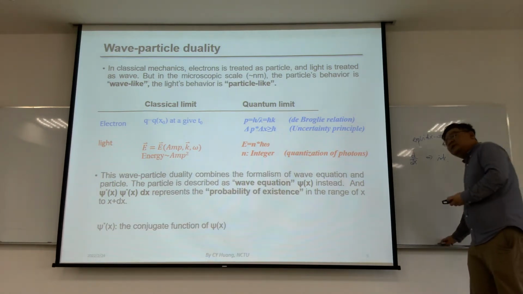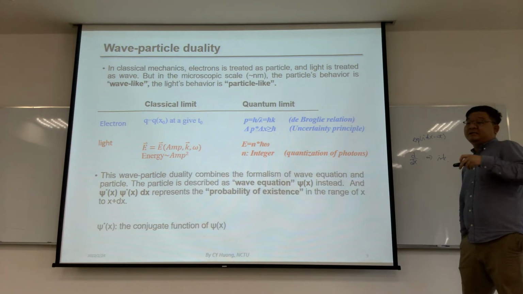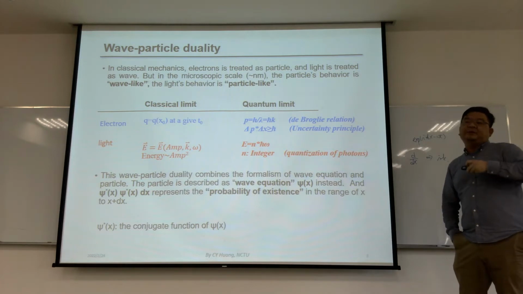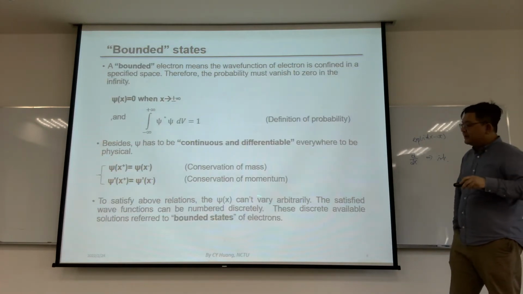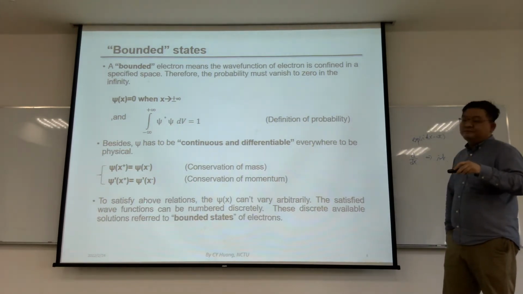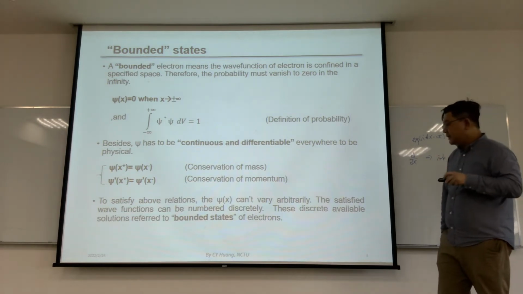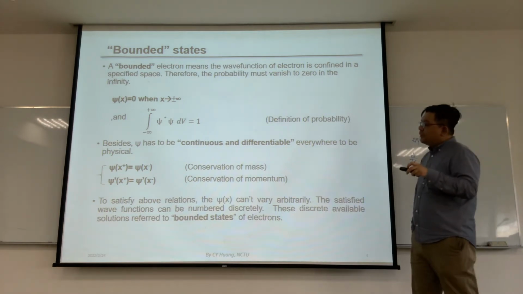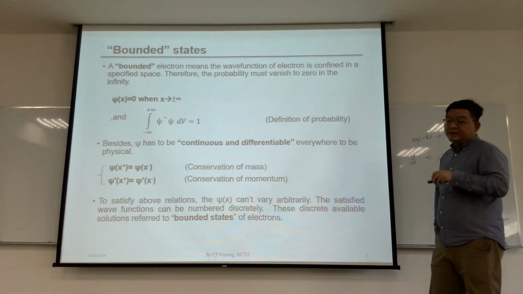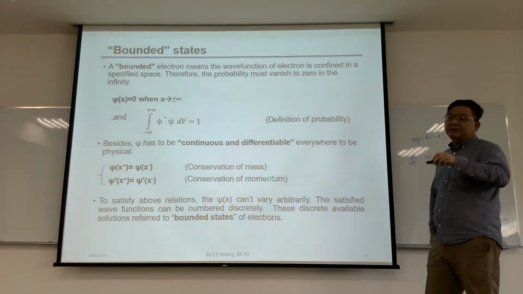So if its differential is not continuous, that means its momentum is abruptly increased or abruptly decreased at some point. That also doesn't make sense because that will violate the conservation of momentum. So these two are mathematical relations for the wave function, and they correspond to a physical relation in quantum mechanics. So in general, we need to solve the wave function with the corresponding equation, then make it suitable for all these boundary conditions.